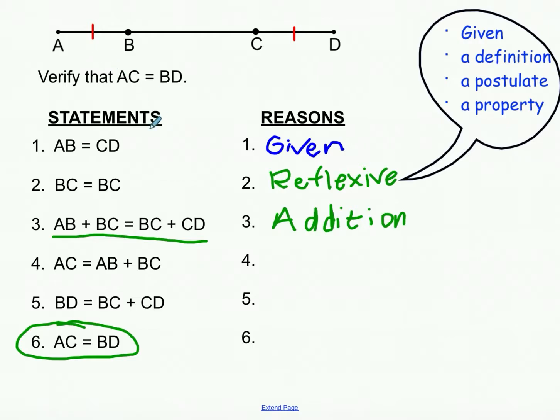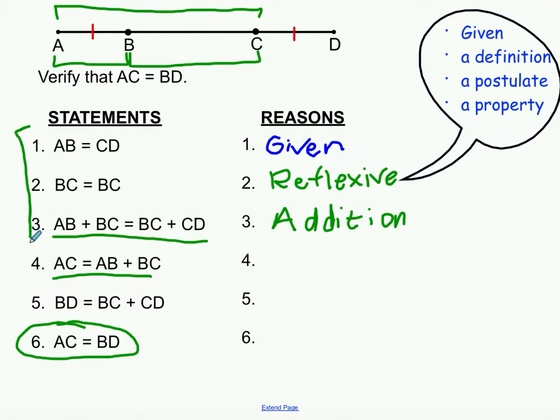So now, here's statement 4, and I want you to look at this. AC equals AB plus BC. Here's what this is saying. AC equals AB plus BC. Is that new information? Well, yes, kind of, because it's not based on any of these three statements. That's actually kind of a new statement. But is this also true? Yes, it is. Why is it true? Well, that by definition is the segment addition postulate.